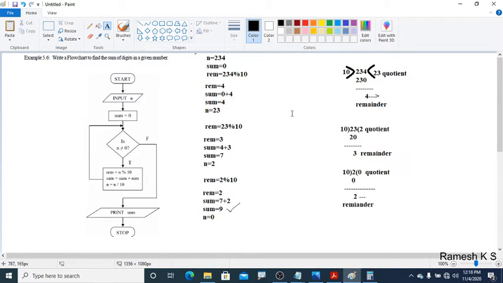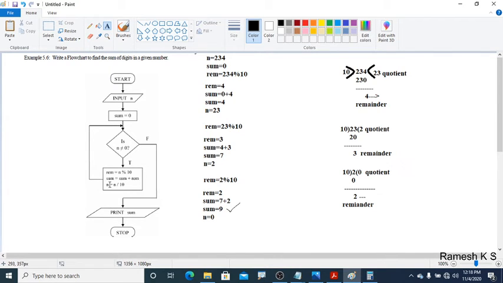Now the remainder is 4. Again I am calculating the sum value. Sum earlier was 0, 0 plus the remainder value 4 I am adding. Sum is 4. So what is n? n is 23. How is n 23? We take the quotient value. n divided by 10 means 234 divided by 10. With the help of this divide operator, we retrieve the quotient value 23. So n is 23 now.